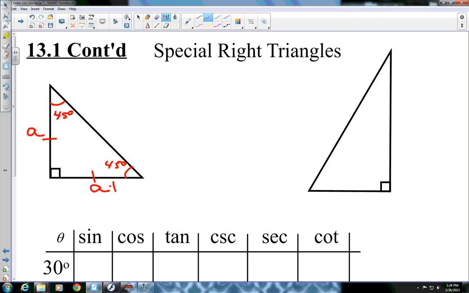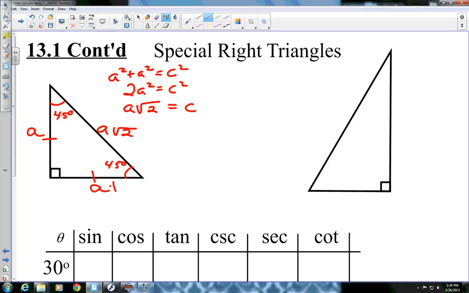I see. Okay? So now if we figure the length of the hypotenuse, then it would be A squared plus A squared equals C squared. So 2A squared equals C squared. Take the square root of both sides. So the square root of A squared is A. Square root of 2 is root 2. So C is A root 2.